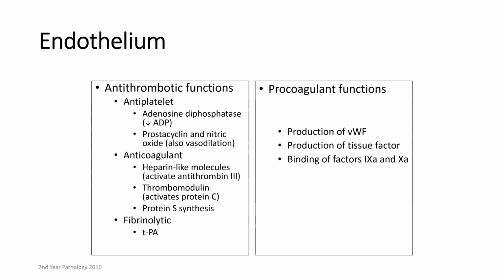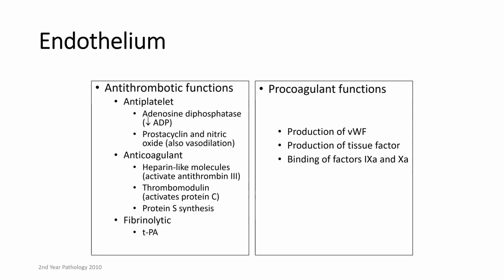So the endothelium also plays a very important role in coagulation and anticoagulation. It has a balance between the two to maintain the blood in its fluid form. The antithrombotic functions are targeted at the platelets, at coagulation, and fibrinolysis. The antiplatelet function of the endothelium is associated with reduction in the amount of adenosine diphosphate. As we know, ADP is very important in the clotting cascade.